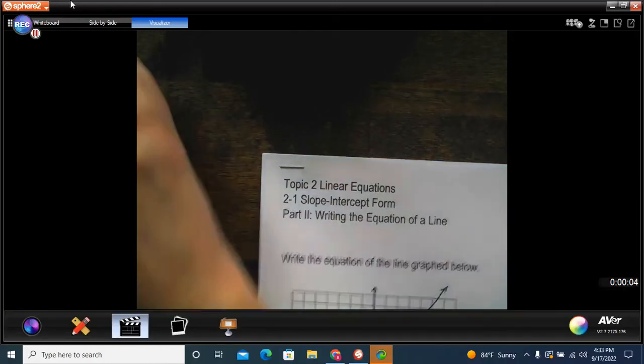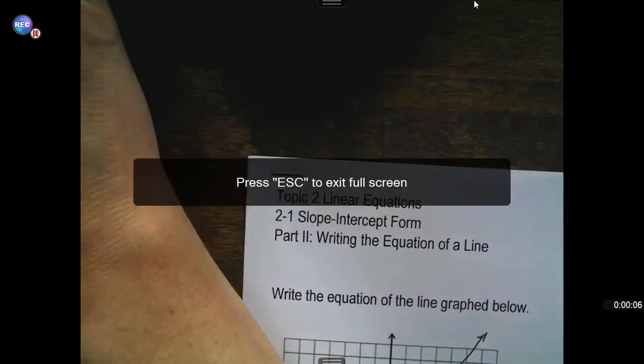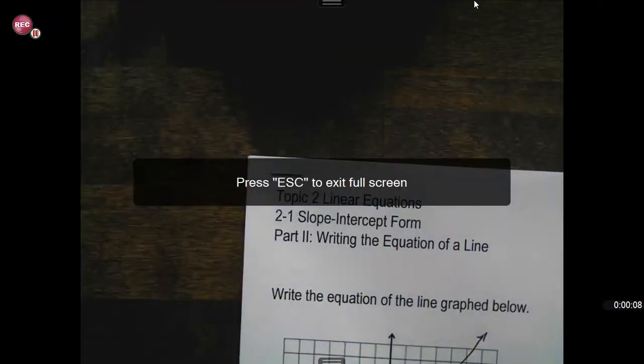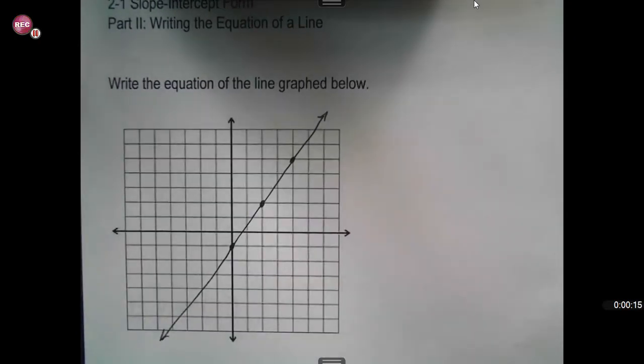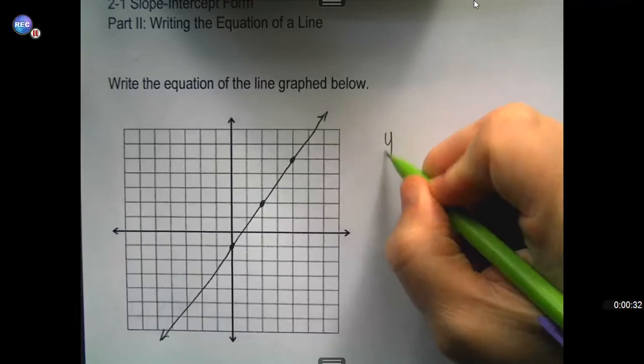All right, Advanced Algebra 1, Topic 2, Section 1, Part 2. Okay, and what we're supposed to be doing now is the line is going to be graphed for us, so they're going to give us clues about the line, and we are supposed to find the equation of the line. When they give us the graph, it's really not that difficult. We're going to put these into slope-intercept form.